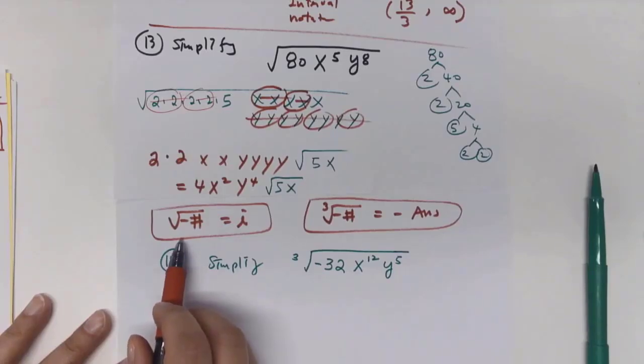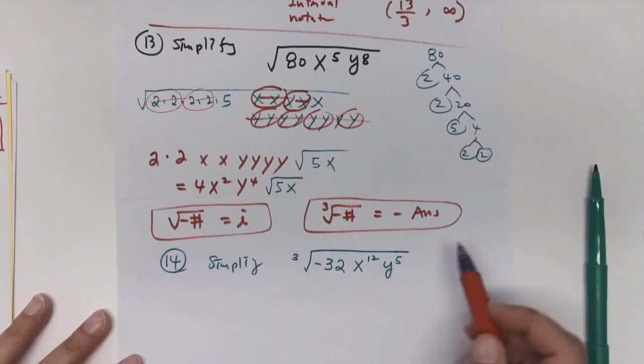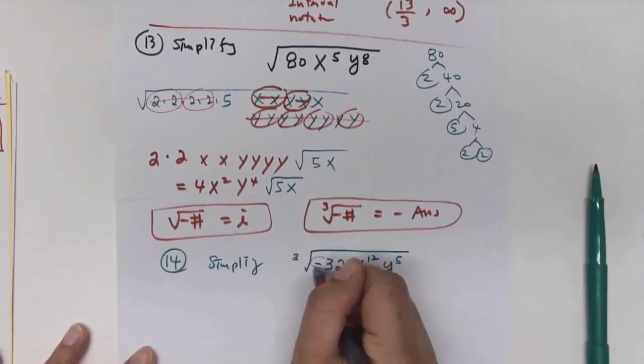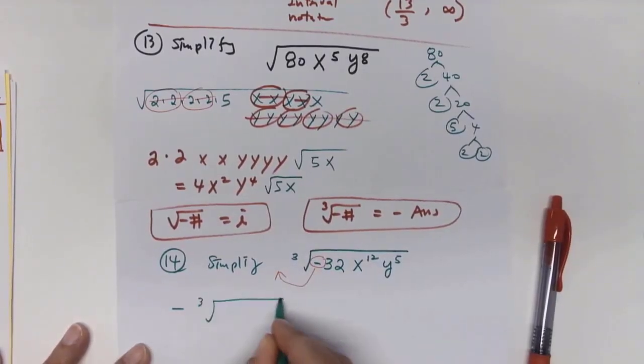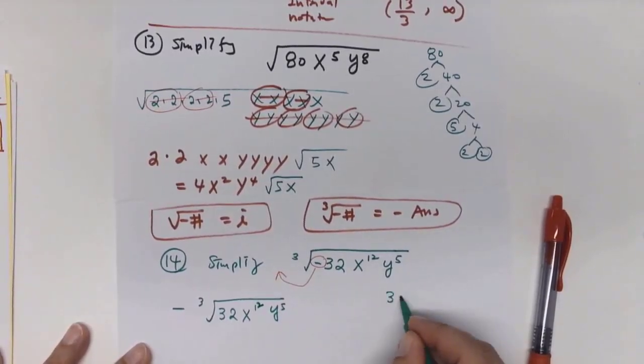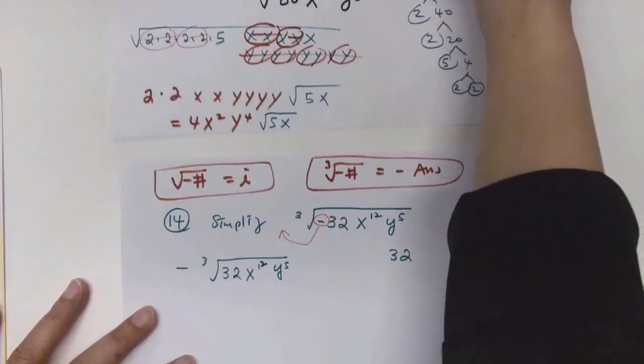A square root with a negative number is i. This one is a cube root with a negative, so it's going to be a negative answer, meaning I can put this out as a negative first. But then I have to break 32. Okay, help me to break 32.